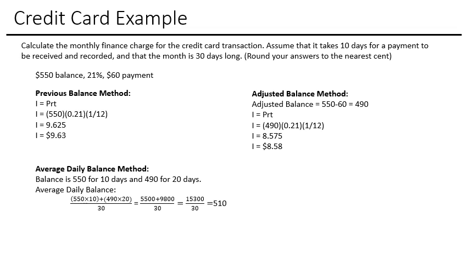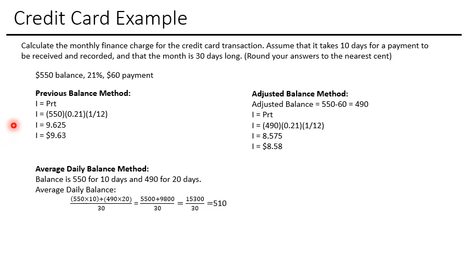Okay, so here we're finding the average daily balance. So 550 times 10, because it was 10 days, 490 times 20 for 20 days. We're dividing it by 30 because it was 30 days to find the average. When you do these calculations, you end up getting $510 as your average daily balance.